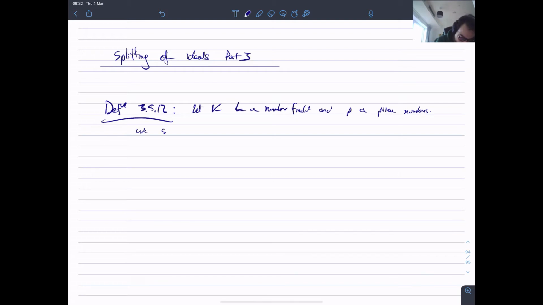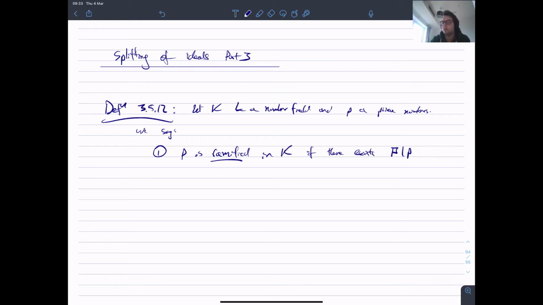We say, so there'll be several parts to this definition. So first one, we say p is ramified in a number field K if there exists some prime ideal P dividing little p, such that the ramification degree is greater than 1. Otherwise, we say it's unramified.